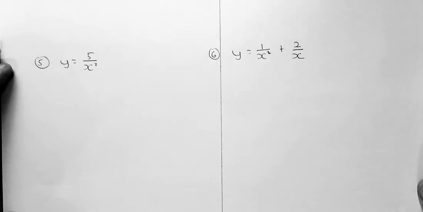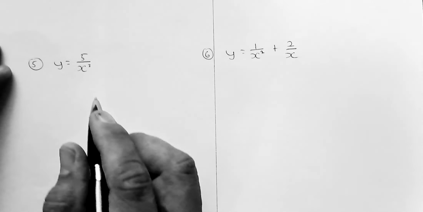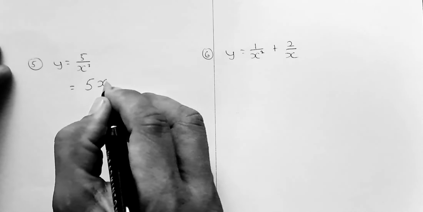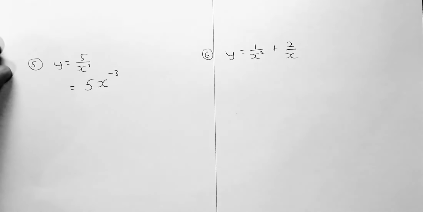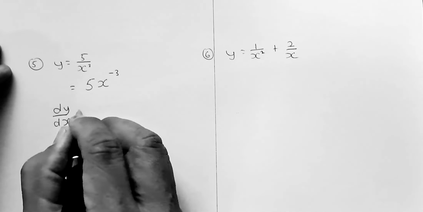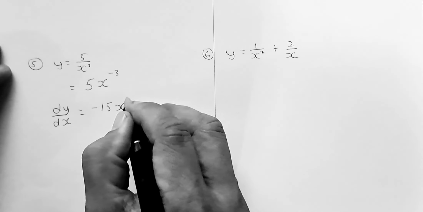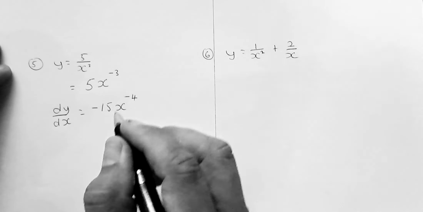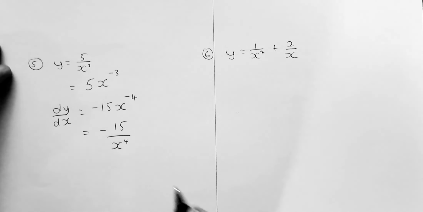This is a bit on the difficult side, but bear with me. So you have y = 5/x^3. This is similarly written as 5x to the power of minus 3. So to differentiate y, you put dy/dx. It's going to be minus 3 comes down. It's going to be minus 15x, and minus 3 minus 1 is going to be minus 4. And we do not like to leave the answer in the negative power. So this is the same as negative 15 over x to the power of 4.